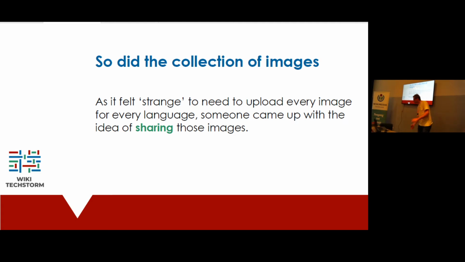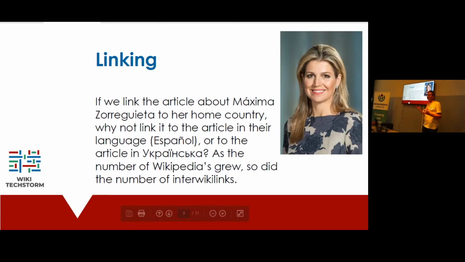Wikipedia Commons. So we have articles. We can link from one article to the other. Well, this is Maxima, Queen of the Netherlands. And in her article, I can link to Argentina, where she was born. She speaks English, they speak English there.